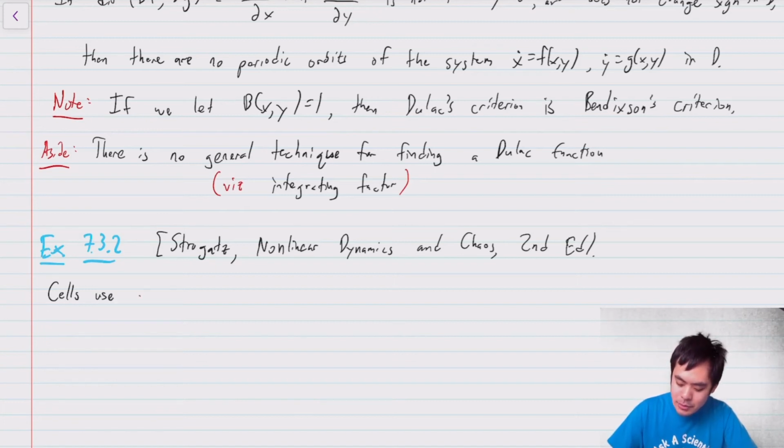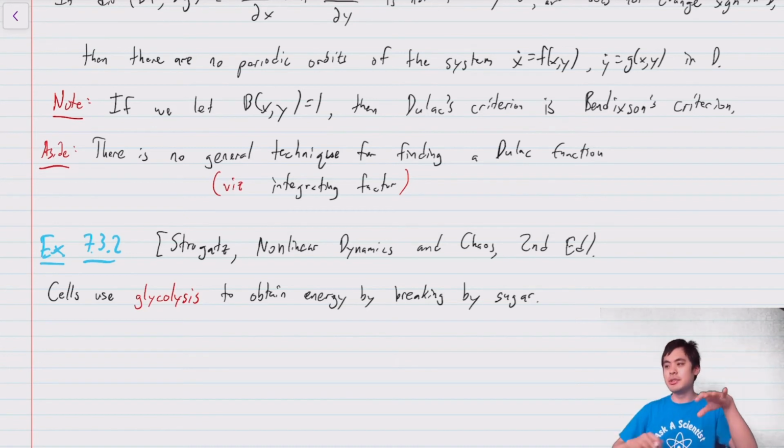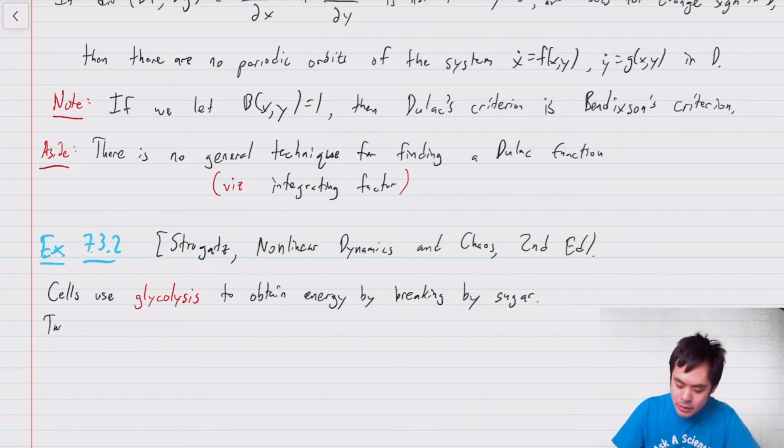Cells use something called glycolysis to obtain energy by breaking down sugar. Those of you who have a bit more of a biology background will recall the glycolysis cycle and all the various intermediates. It's a cycle of chemical reactions that you use to extract energy from sugar in a usable form for the cell. We're not going to go into the list in detail because it's the topic of an upper-level biochemistry class, but instead we're just going to talk about a simple model of two of the intermediates.